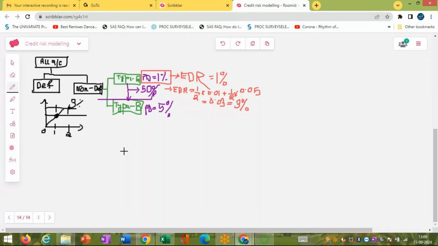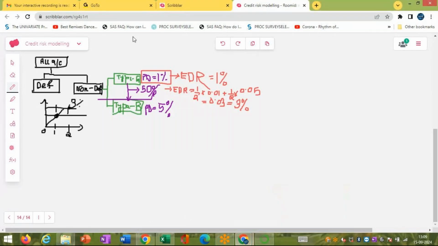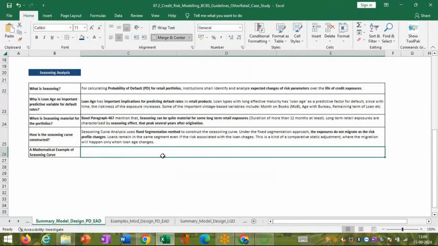Okay. So with this, we come to the end of the seasoning analysis. I have shown mathematically how this seasoning analysis is done, and also the mathematical calculation following it. So with this, we come to the end of how the seasoning analysis should be performed, right?